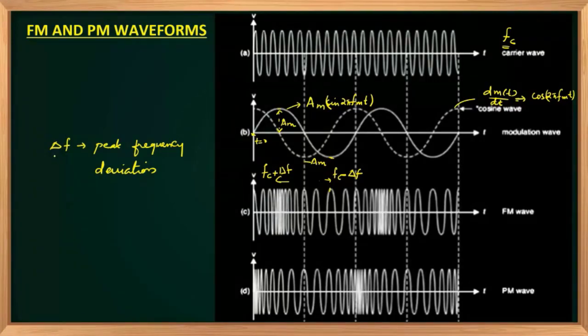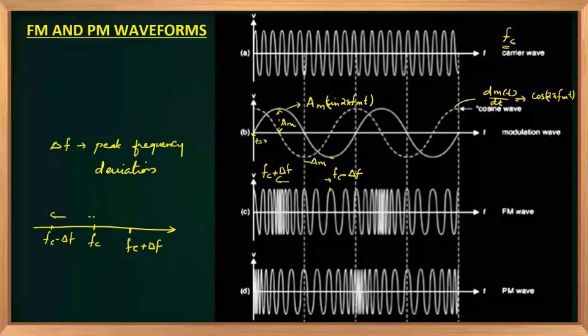Delta f means peak frequency deviation, that is the maximum frequency deviation from its center value, that is fc. So when you plot the frequency of the FM wave, it has a maximum value, that is fc plus delta f, and a minimum value fc minus delta f. So the deviation on both sides is delta f. Delta f is the maximum frequency deviation.